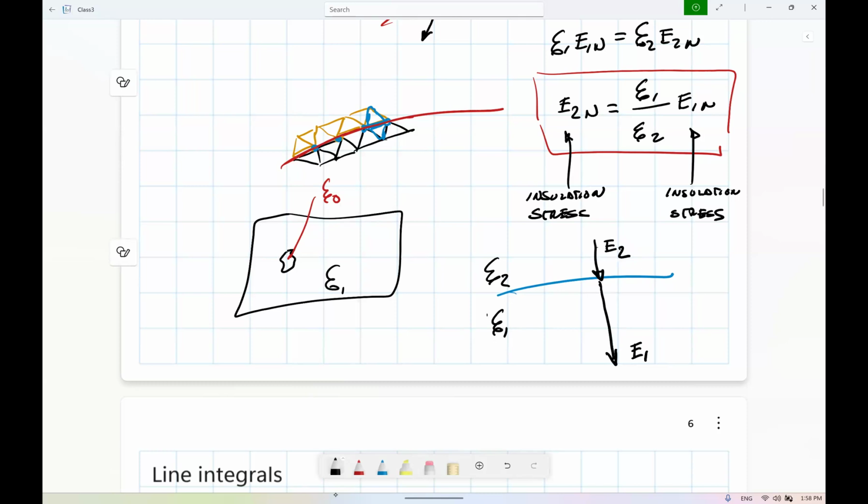So depending on the value, this E1 will be greater than E2 if epsilon 1 is smaller than epsilon 2. Okay, so you can have these things. You can have a magnification of the field. Magnification of the field by having different permittivities is a big problem in most insulation system designs.